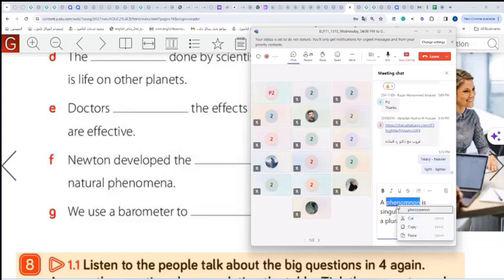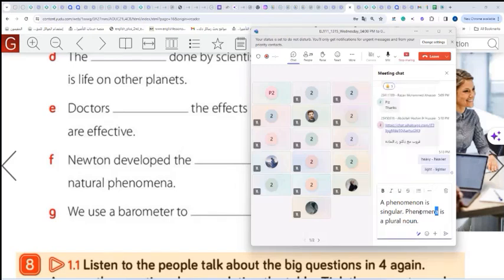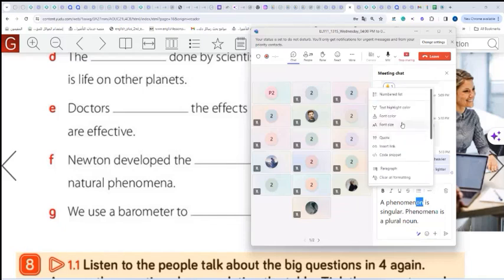So here we have American English and British English. A phenomenon is singular, but phenomena, as you can see here, is a plural noun. But this is a singular one. So this is the difference between the two words.